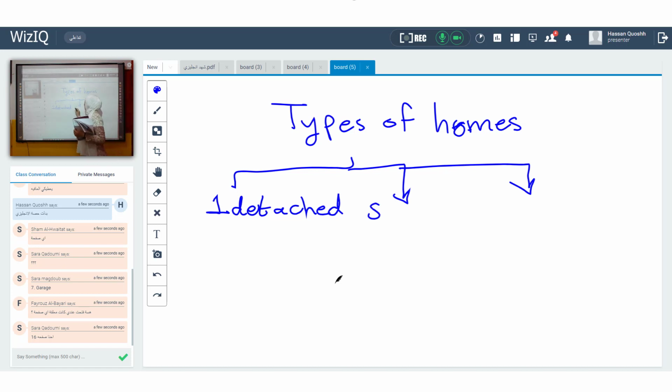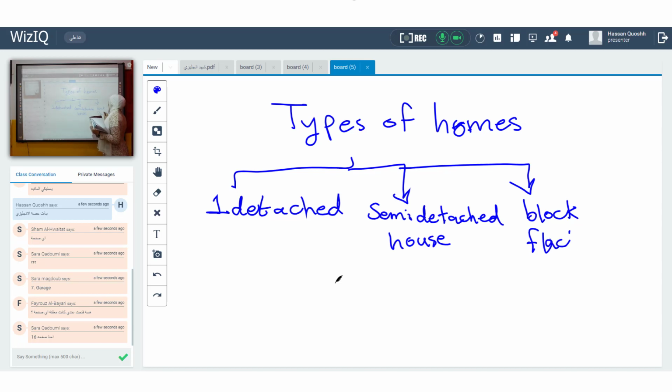The second one, semi-detached house. And the last one, block flat. So these are the types of homes. We have three types: the first detached, second semi-detached house, and the last one a block flat. This is according to question number two. Okay.